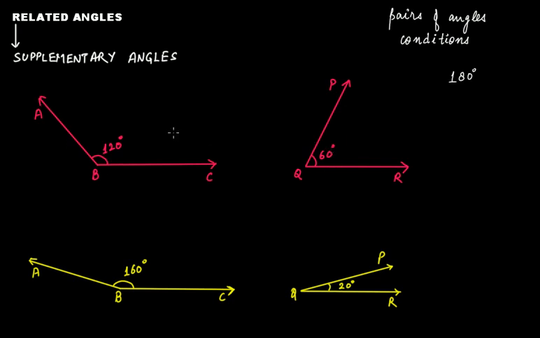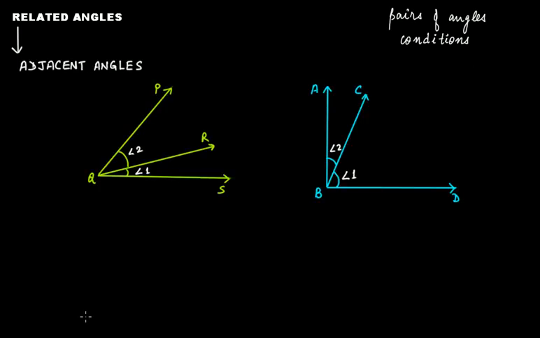Now, angle ABC is 120 degrees and angle PQR is actually 60 degrees. If we add these two angles, then we will get 180 degrees. That is supplementary angles. And we'll say that angle ABC and angle PQR are supplement to each other. In this, angle ABC is 160 degrees and angle PQR is 20 degrees. If you add them, you'll get what? 180 degrees. Therefore, this pair of angles is also supplementary, and angle ABC and angle PQR are supplement to each other.